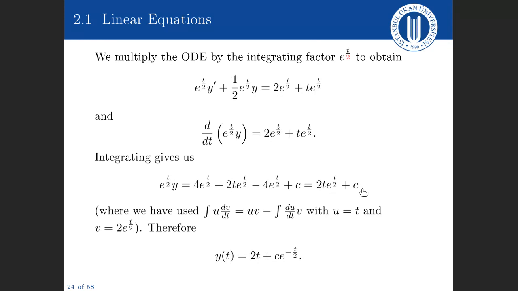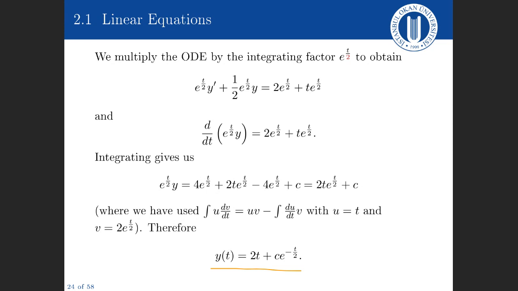I've had to use integration by parts here, with u equal to t and v equal to 2e to the power t over 2. I leave this for you to check when you reread the lecture notes or when you rewatch this video. I'm saying that after we integrate, we get e to the power t over 2 times y is equal to 2t e to the power t over 2 plus c. Divide by e to the power t over 2, and we get the solution to the differential equation.